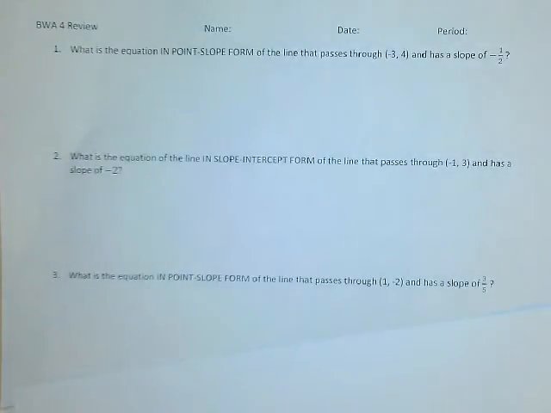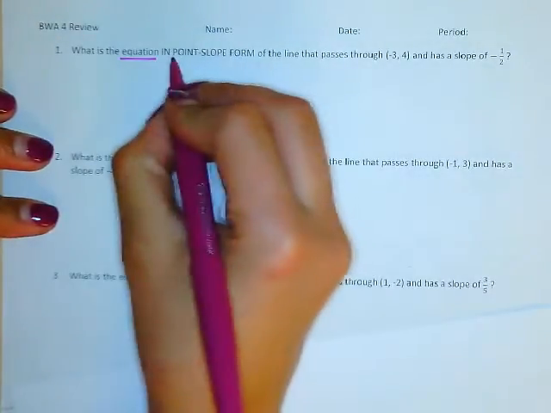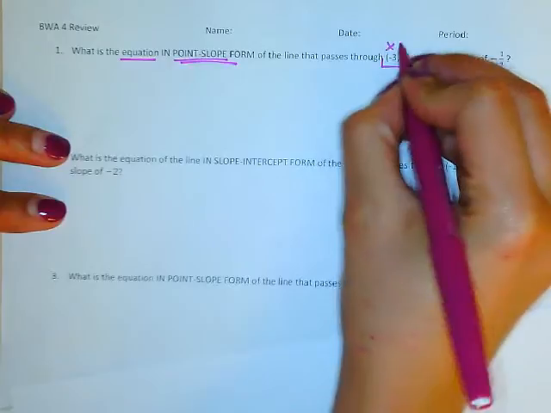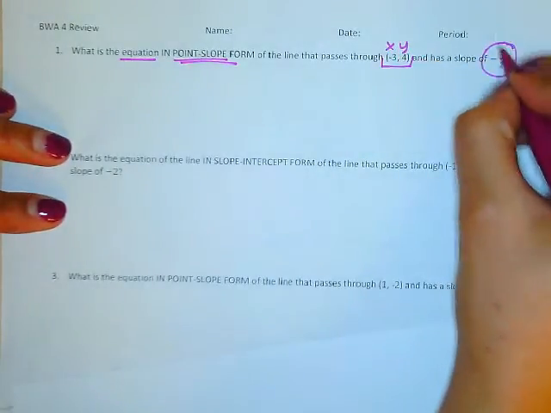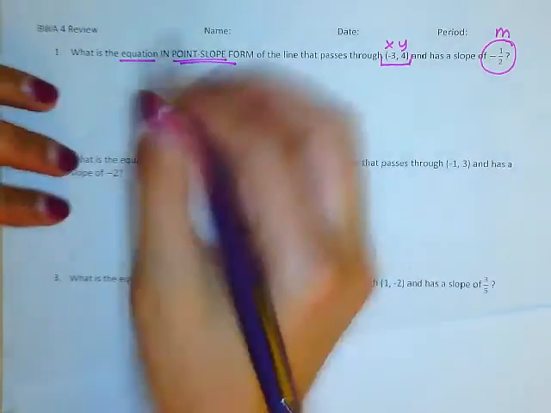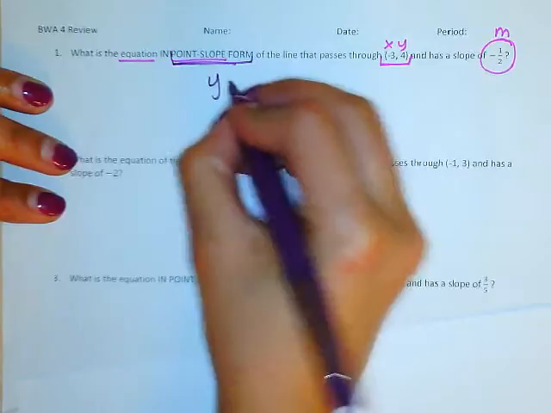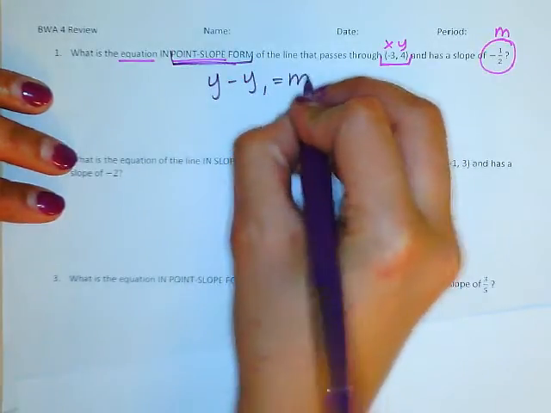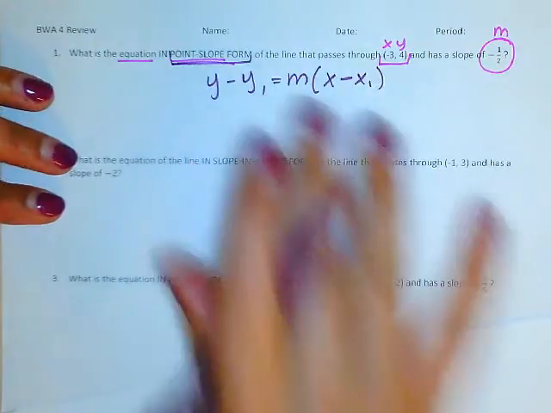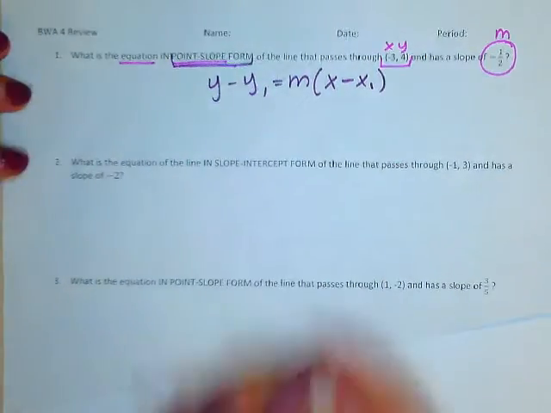Alright guys, so the first one in your review is the equation in point slope, and here's my point, x, y, and here's the slope, m. So the first thing I'm going to do is write the formula for point slope. So it's y minus y1 equals m(x minus x1). And this one will be in your formula chart during the test.